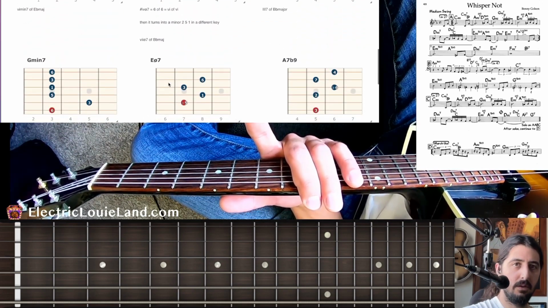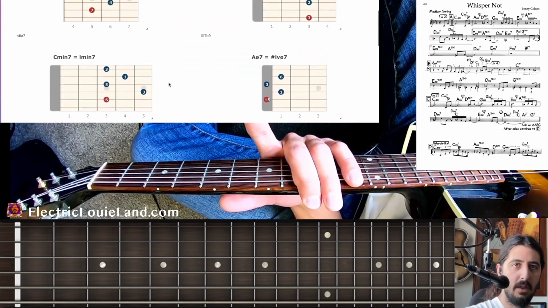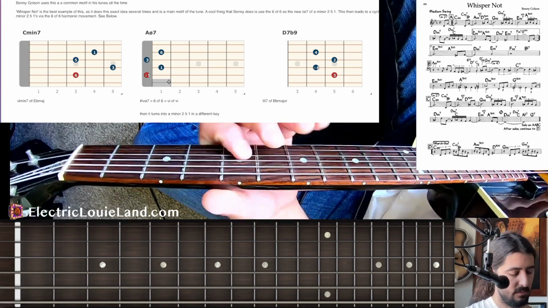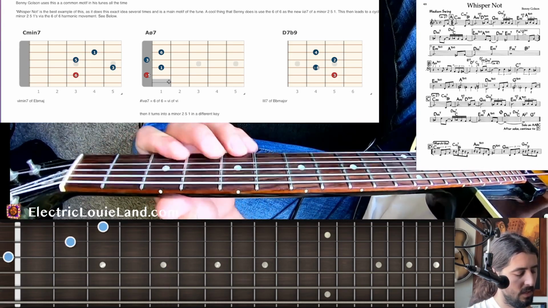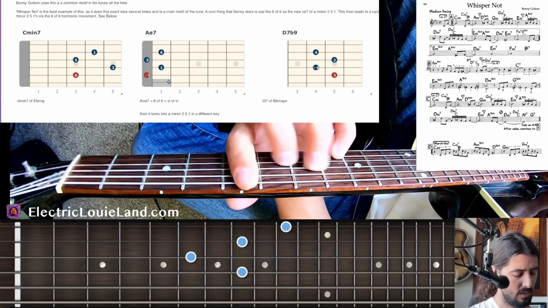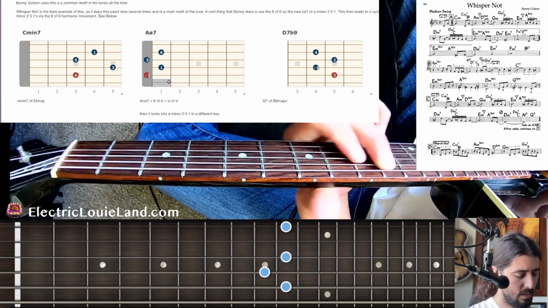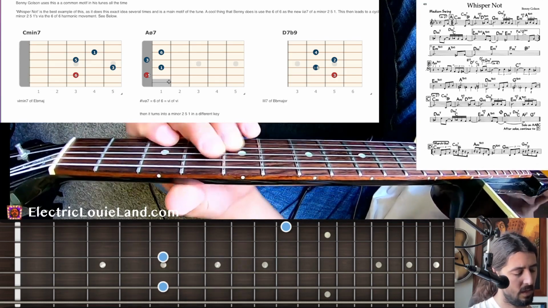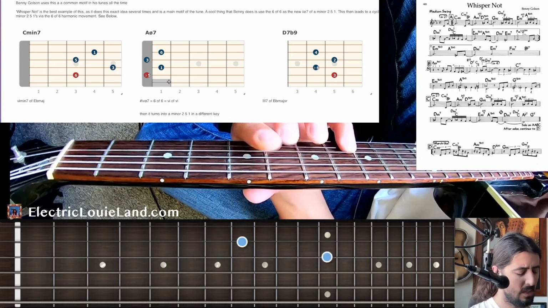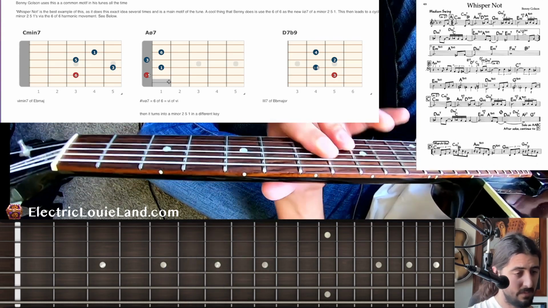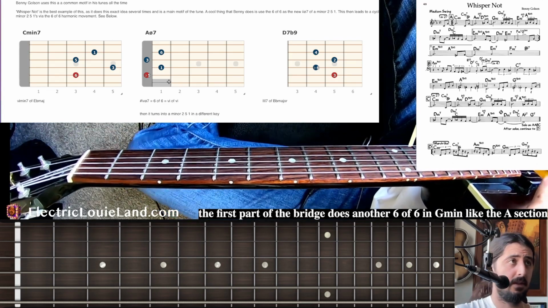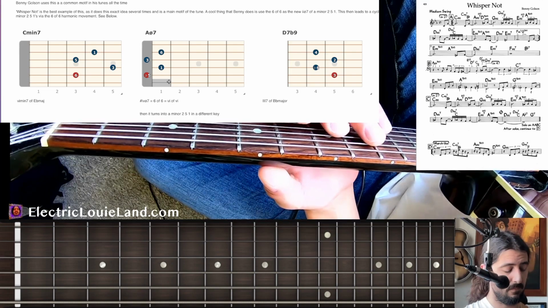So what's cool about this is you can go through all these chords. I mean, I'm playing them right now for you, but that's what's really happening in Whisper Not, which is really cool because you get this motif that he does a lot, and then the rest of the tune happens. But the idea is you get this movement that is very reminiscent of this 6 of 6 movement, which you see in I Thought About You.